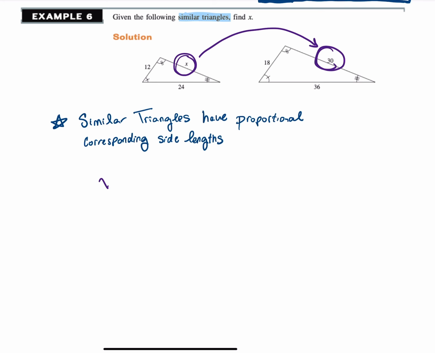So I can say x over 30 should be equal to the ratio of two other corresponding side lengths. So let's take, for instance, this 12 and this 18. These are both in the same position. So these corresponding side lengths should be proportional. So x over 30 should equal 12 over 18 because they've both been scaled by the same factor.